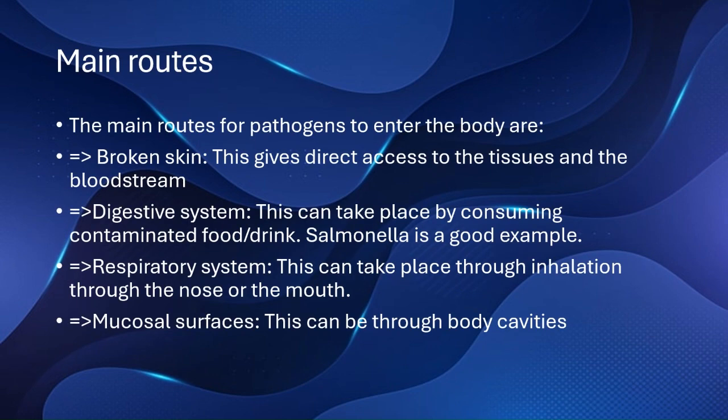So the main routes for pathogens to enter the body are the broken skin. So this gives direct access to the tissues and the bloodstream for the pathogens to enter. Then you have the digestive system. This can take place by consuming contaminated food or drink. And one good example a lot of us might be familiar with because of GCSE is salmonella.